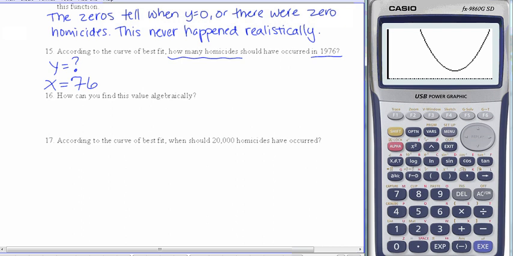So I've got a couple of ways I can do this. I could go into my table and put in 76, or I can look at my G-solve. If I hit F6 for more options, there's a Y calculate, F1.